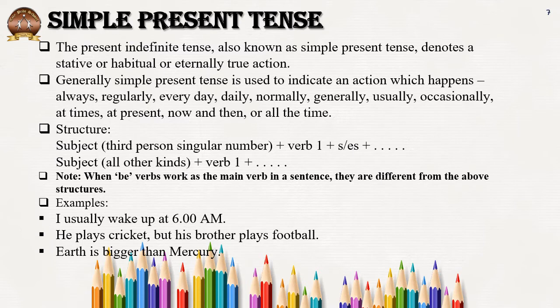You can see Earth is bigger than Mercury. There is no action happening here. It's just a state of being. Yeah? Helping verb is acting as the main verb.